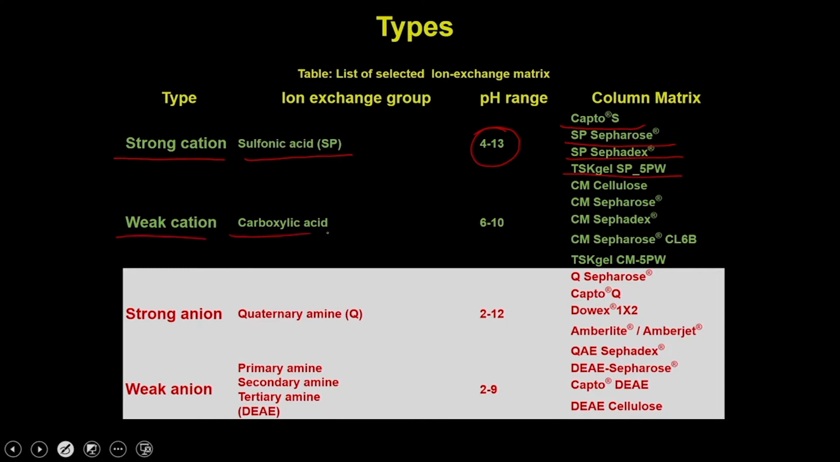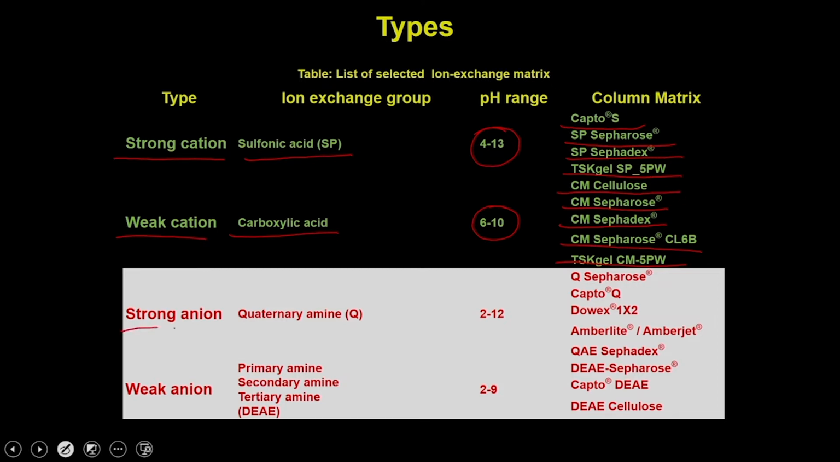Weak cation contains the carboxylic acid as the functional group which is present on the matrix. The pH range in which you can use this is 6 to 10. The examples are the CM cellulose, CM Sepharose or CM Sephadex, and all these other kinds of column matrix which are available from the different types of vendors.